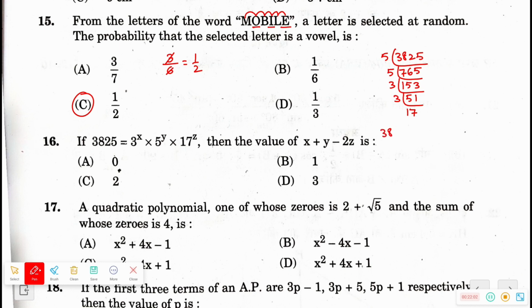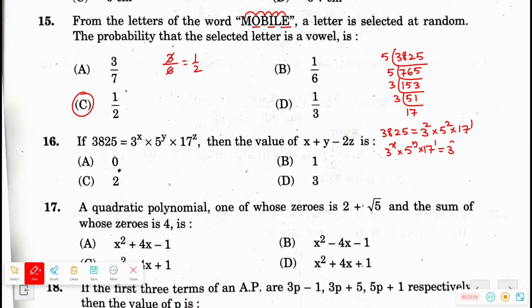So we can write 3825 as 3 to the power of 2 into 5 to the power of 2 into 17 to the power of 1. But it is given 3 to the power of x into 5 to the power of y into 17 to the power of 1.